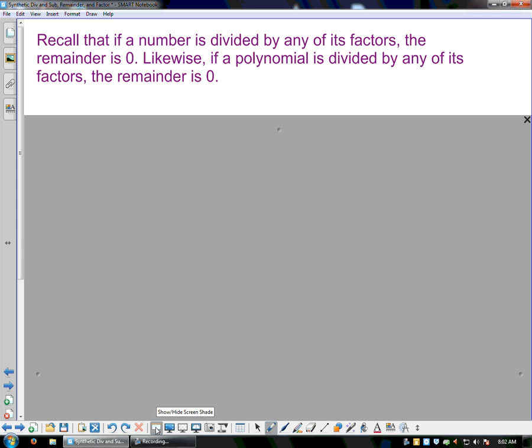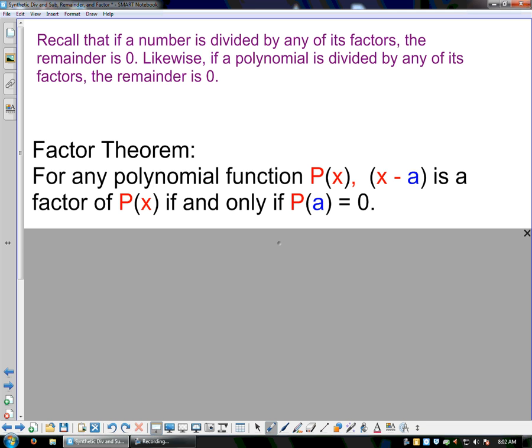Recall that if a number is divided by any of its factors, the remainder is going to be 0. Likewise, if a polynomial is divided by any of its factors, the remainder will be 0 also. That brings up the factor theorem: for any polynomial function p of x, x minus a is a factor of p of x if and only if p of a equals 0.